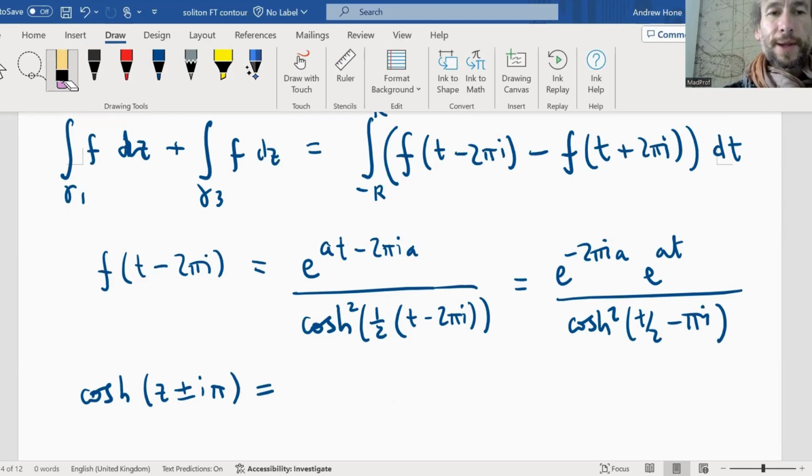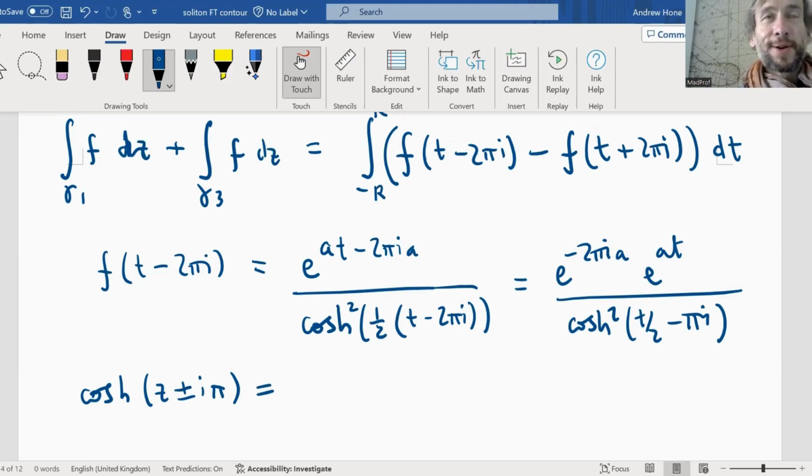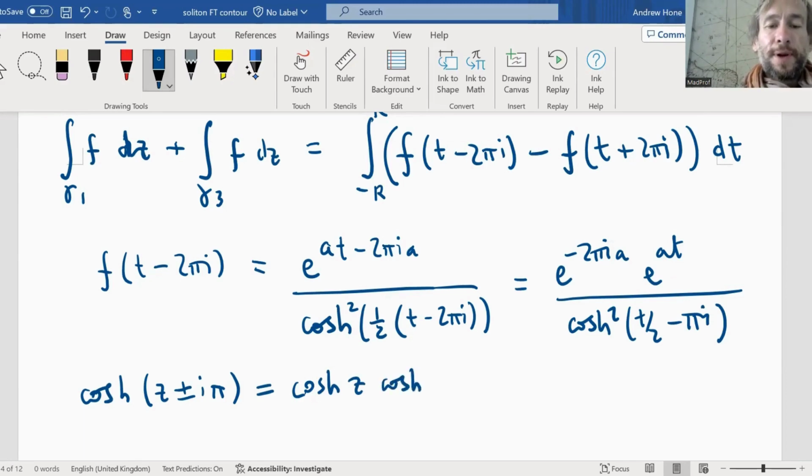Okay, so to calculate this, we can use the addition formula for the hyperbolic cosine, which is very similar to the one for the ordinary cosine, except that there's a different sign, a plus sign in the middle. So if you do cos of alpha plus beta, you get cos cos minus sin sin. And if you do hyperbolic cosine, you get cosh cosh plus sinh sinh. So the hyperbolic version will be cosh z cosh of plus or minus i pi.